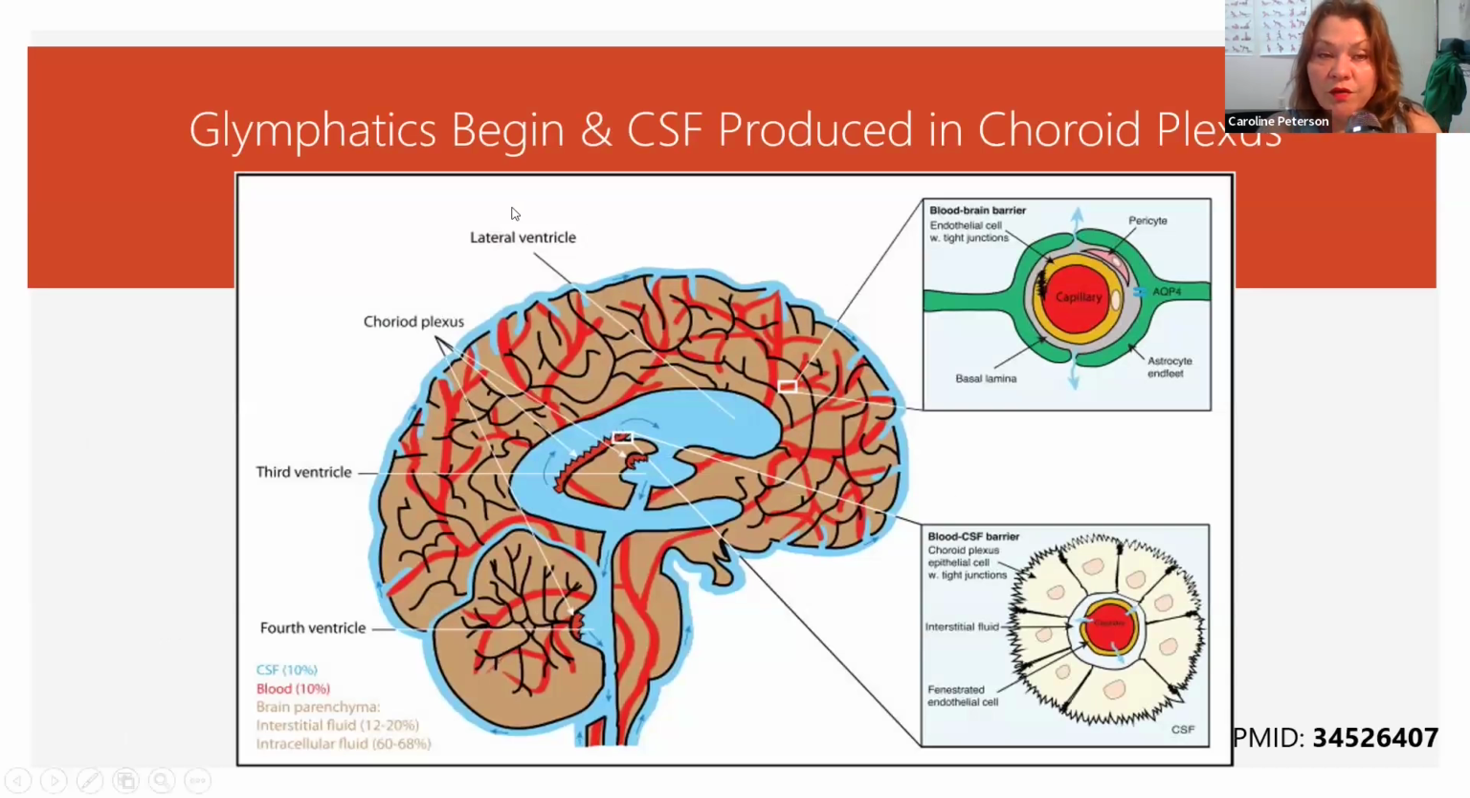So glymphatics begin and are produced, cerebrospinal fluid is produced, in the choroid plexus. So we have that in the ventricles. So the lateral ventricle has a choroid plexus in the brain. The third ventricle and the fourth ventricle all have choroid plexuses that are producing cerebrospinal fluid. And so this is where the glymphatics begin.